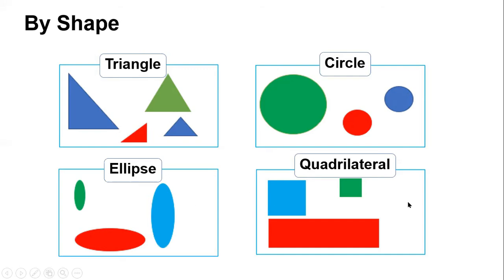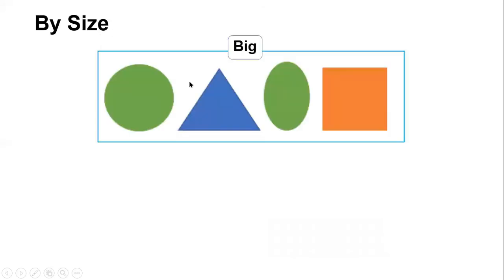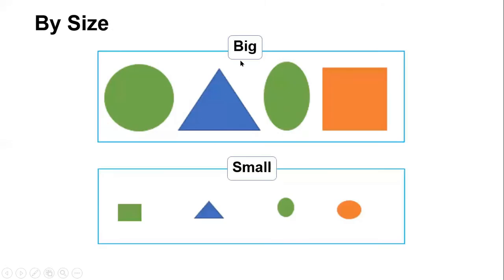Then finally, we can group these shapes by size. Oh yes, we can group them by size. We can have big shapes and small shapes. We put big shapes together and then small shapes together. I believe this is very clear and you can understand it very well.